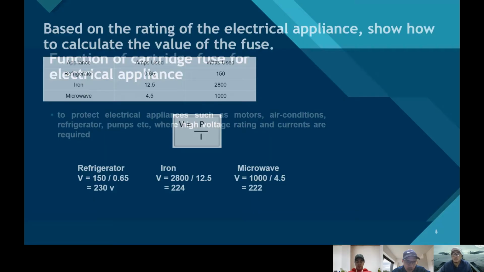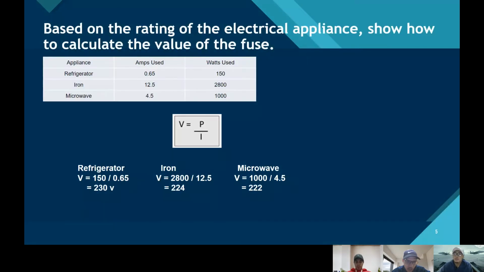The next question is, based on the rating of the electrical appliance, show how to calculate the value of the fuse. At the table you can see the rating that is on the appliance. From the rating we must find the value of voltage using the formula V equals power divided by I, or divided by current. So we can find the value of voltage. So next slide.